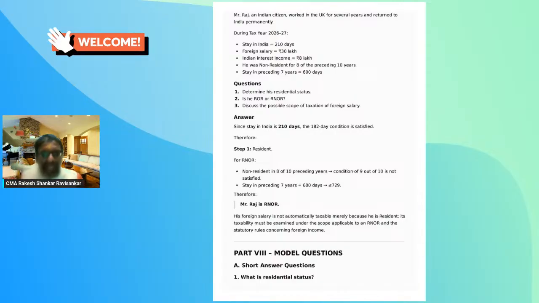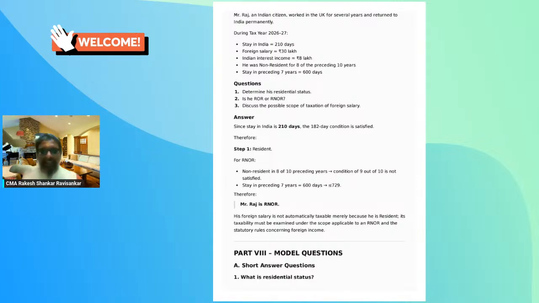In the current tax year 2026-27, he has stayed in India for 210 days, which is exceeding the specified limit of 182 days. So the first basic condition is satisfied, and he becomes a resident. In the second condition, he has been a non-resident in 8 of 10 preceding years. So the condition of 9 out of 10 is not satisfied. Next one, stay in the preceding 7 years is 600 days.